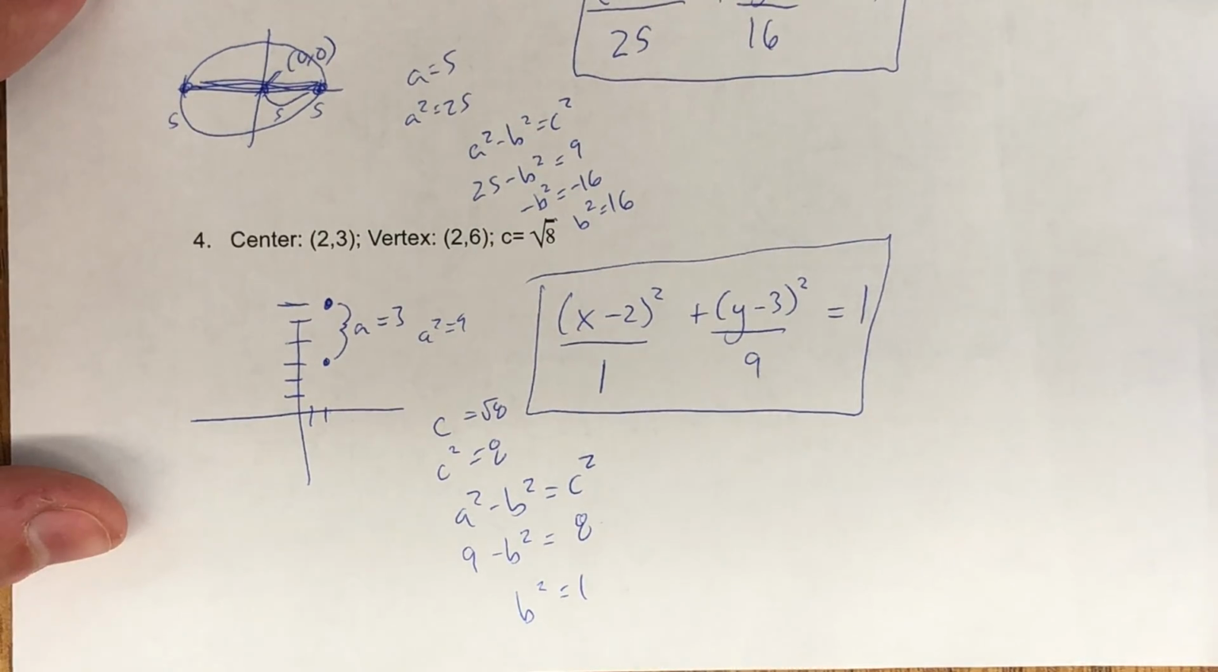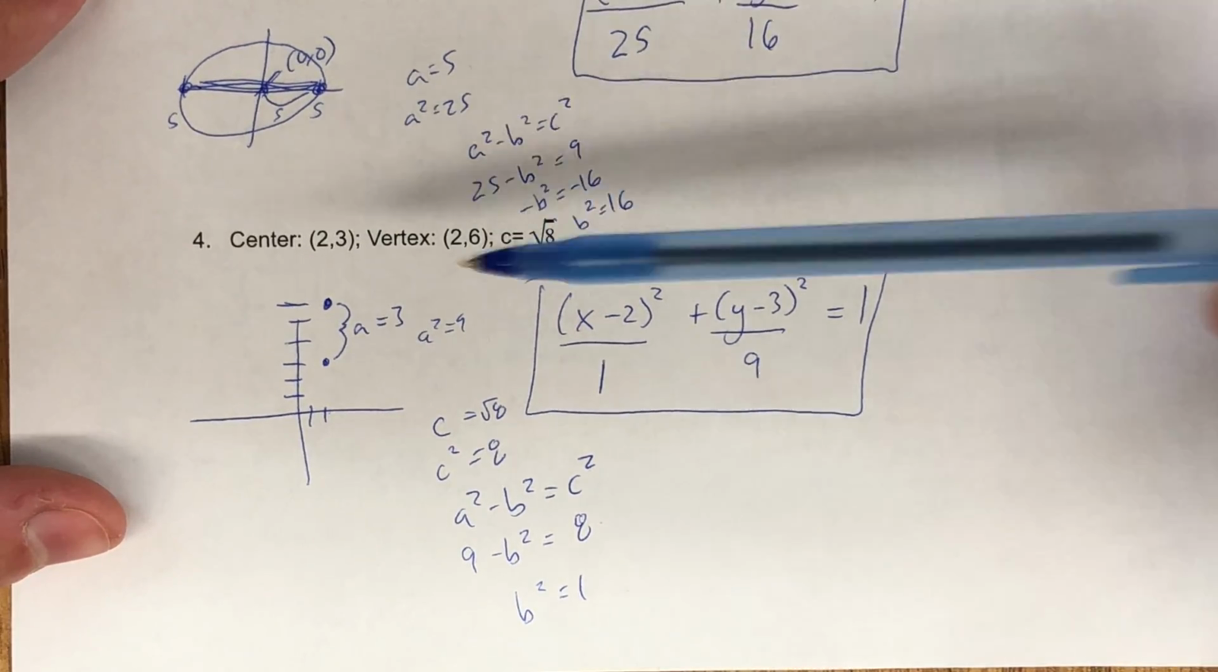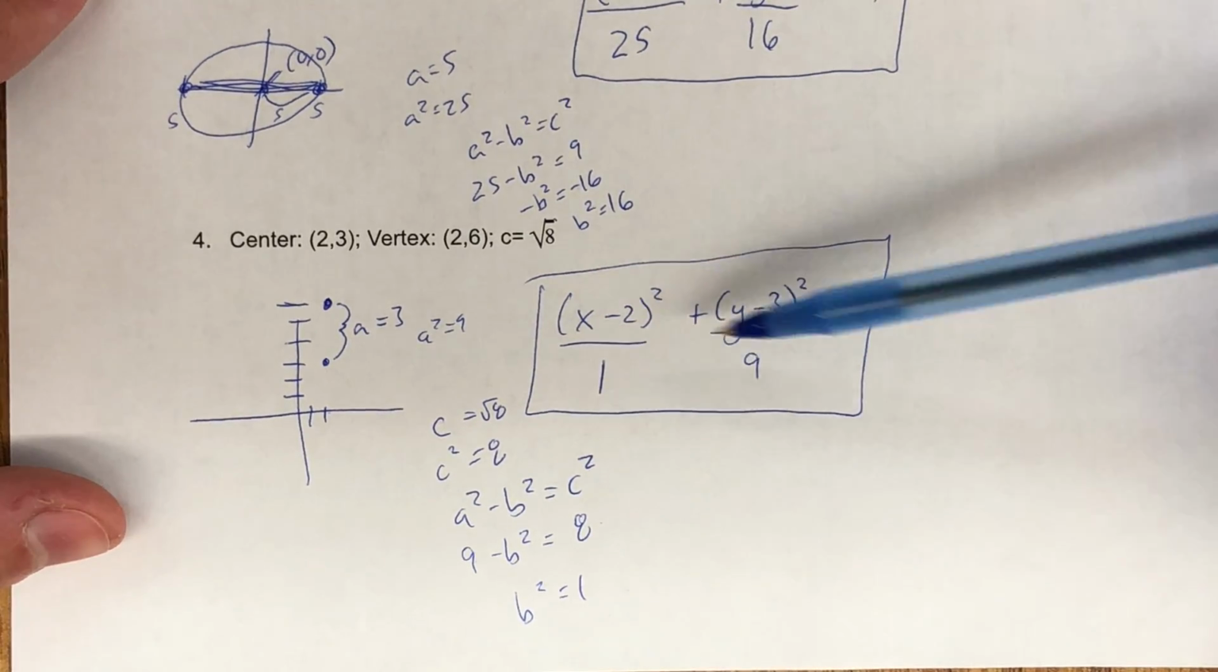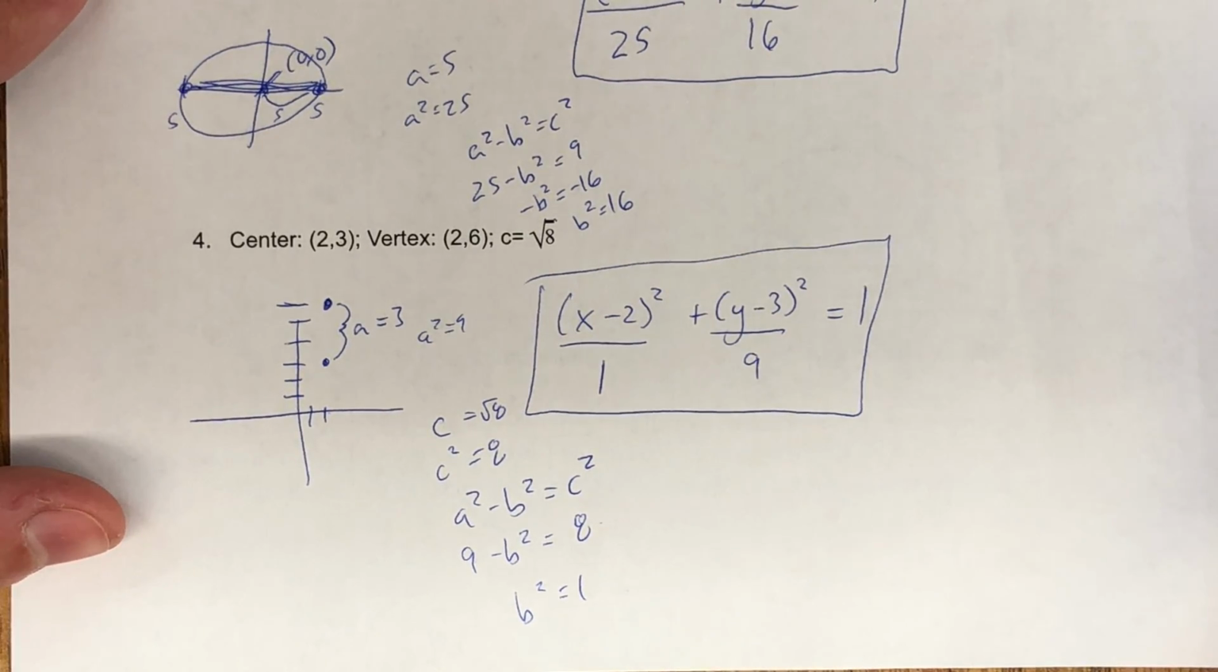So you're just using that general form, taking the information you have, sometimes drawing a little picture to fill in the missing pieces, to find your center, to find your a squared and b squared. And that's it.